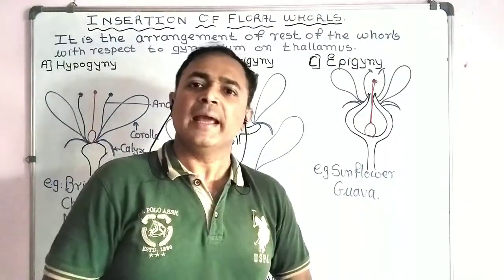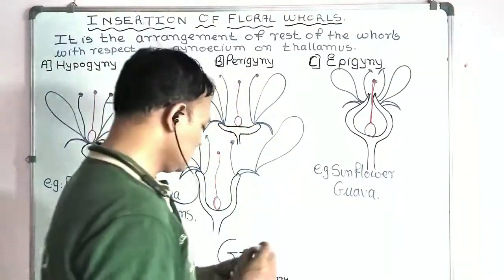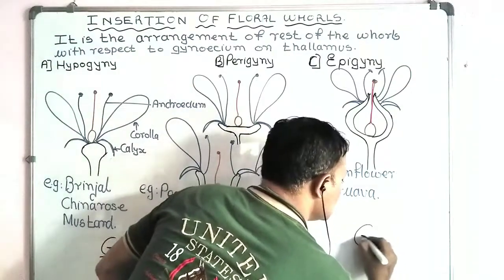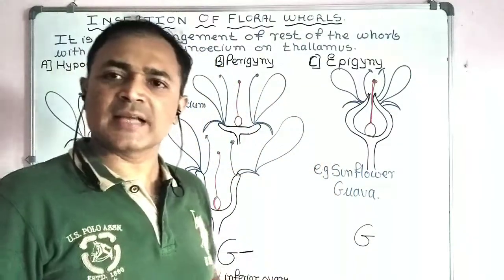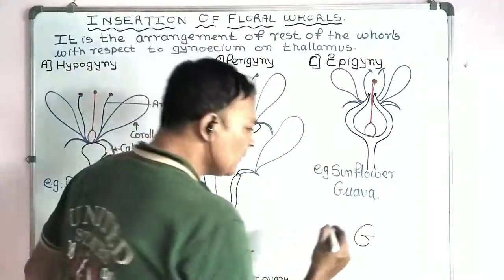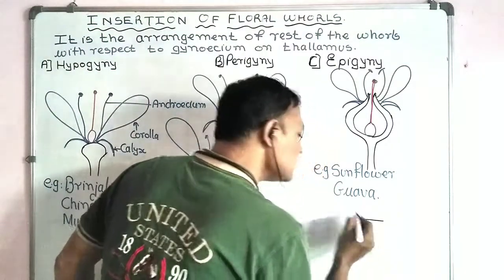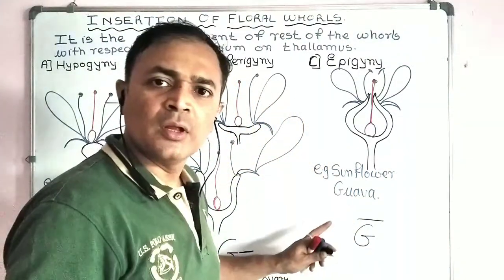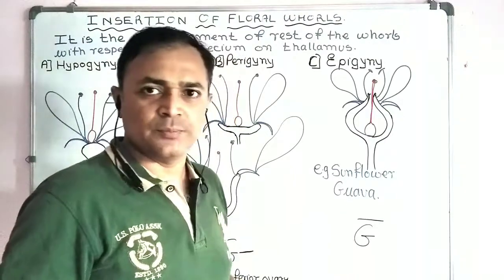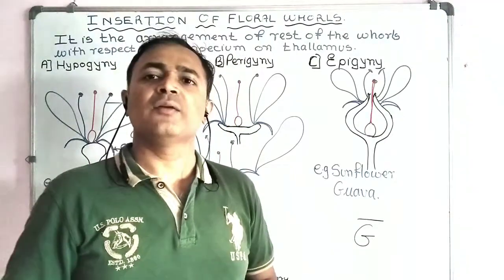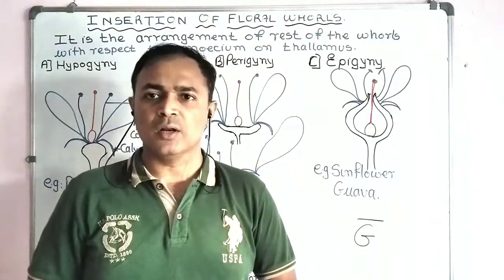Now let's talk about epigyny. G as usual represents gynoecium, and as the rest of the whorls are above the ovary, we draw a line above G. So these are the different arrangements of floral whorls.